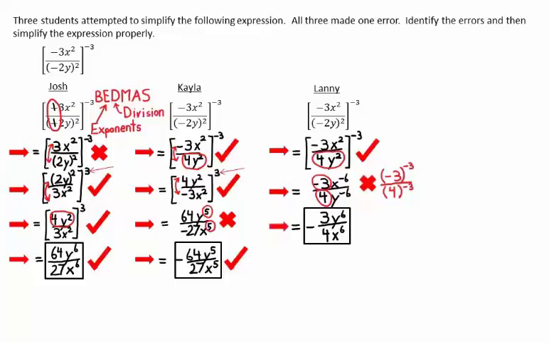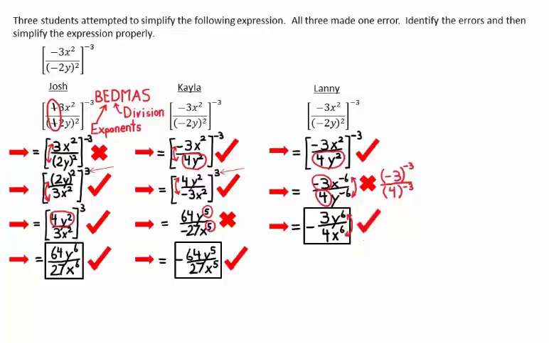In his third step, note that we had negative exponents for the x and the y, so the x to the negative 6 on the numerator goes to the denominator as x to the positive 6. Similarly, y to the negative 6 on the denominator becomes y to the 6 on the numerator. That part is good. Lanny's mistake is in his second step.